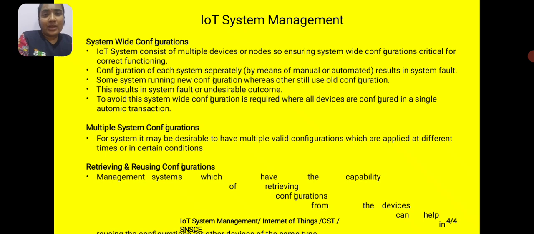Next one is retrieving and reusing the configuration. What is an example of retrieving and reusing the configuration? The system must be capable of retrieving it and reusing it. For example, in IoT systems with Arduino boards, we can easily retrieve and configure it in the path where we have to do.